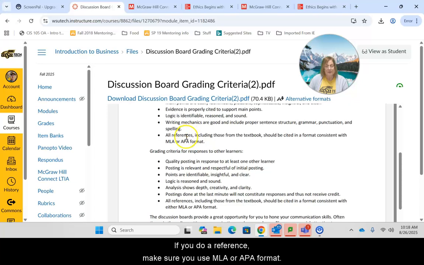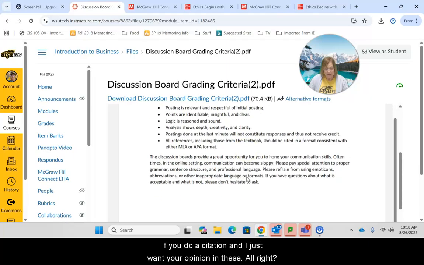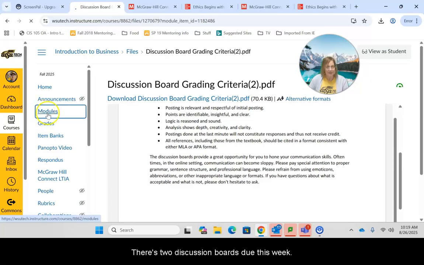If you do a reference, make sure you use MLA or APA format. I don't care which one. I just want some continuity in your response if you do a citation. And I just want your opinion in these, all right? So if you wait until the last minute, you're not going to have a lot of depth or creativity or clarity in your posting. So post early in the week, think about it, and make sure you reply to somebody. There are 2 discussion boards due this week.